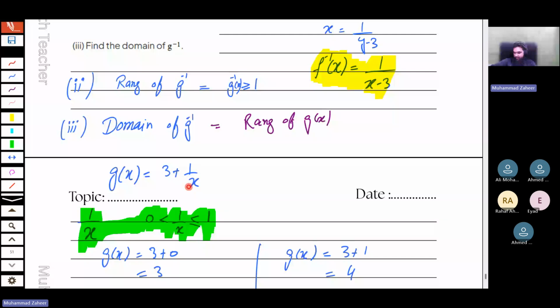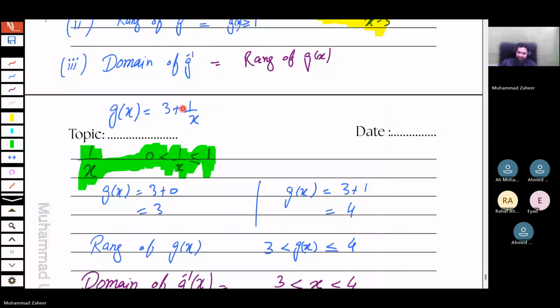So if I take the minimum value, the minimum value you will get as an output as a range is 3, and the maximum value that you are going to get as an output as a range will be 4. So 3 plus 0 will be 3, and obviously 3 plus 1 will be 4. So that's why I say that the range of g of x is 3 to 4.